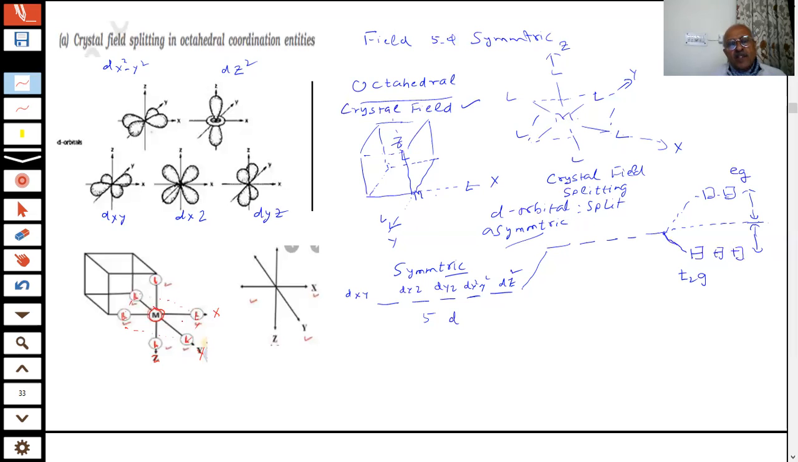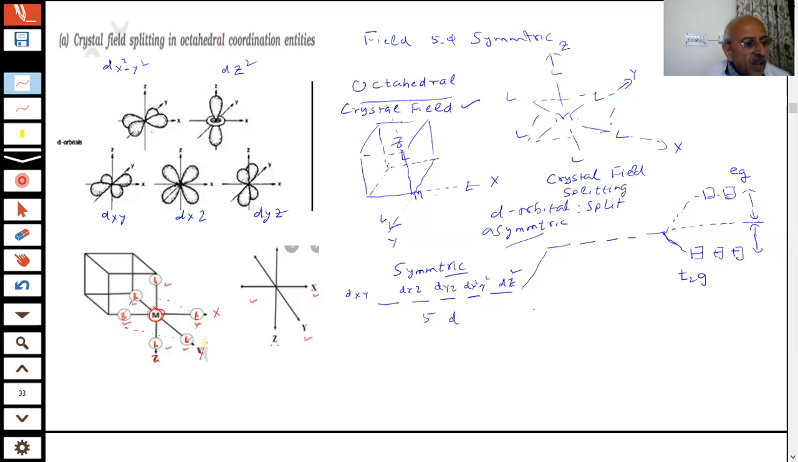So the result of this is that the d orbitals have got split up. First the energy is raised, then they get split up into two sets of orbitals. One is the triplet, the other is the doublet. The doublet is called Eg and the other is called T2g orbitals. So this is called crystal field splitting. What is this known as?